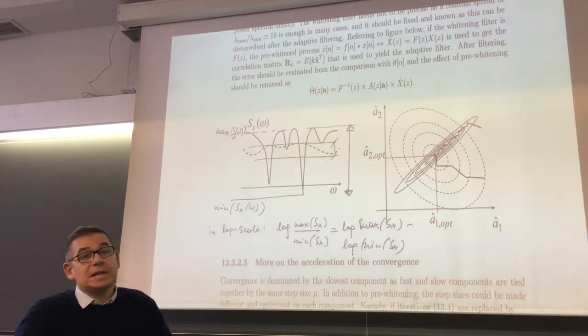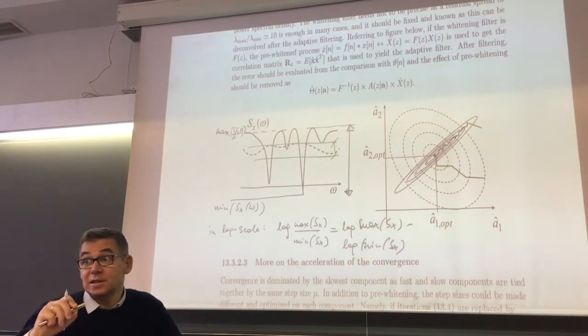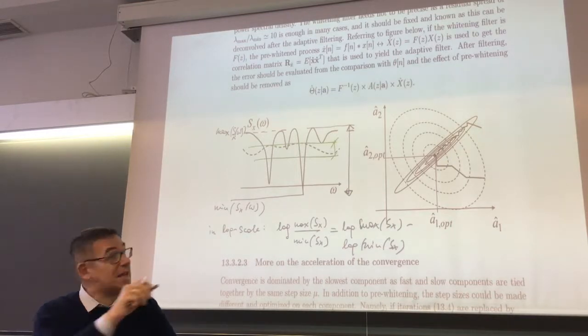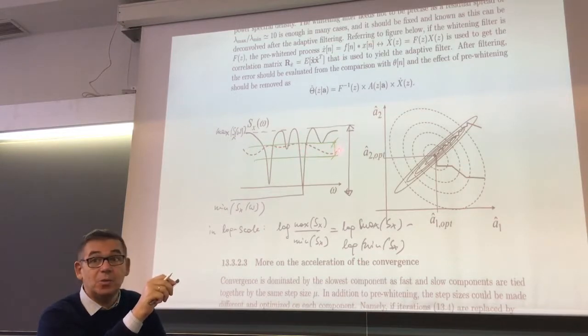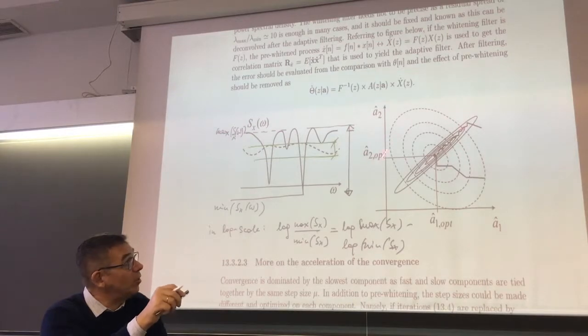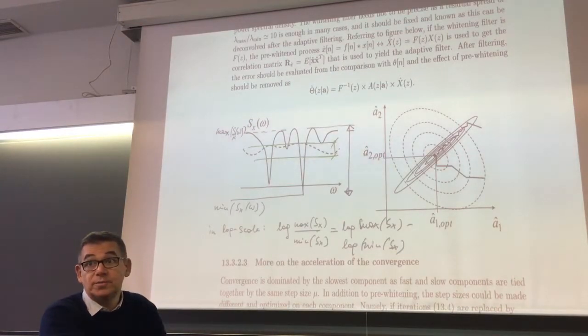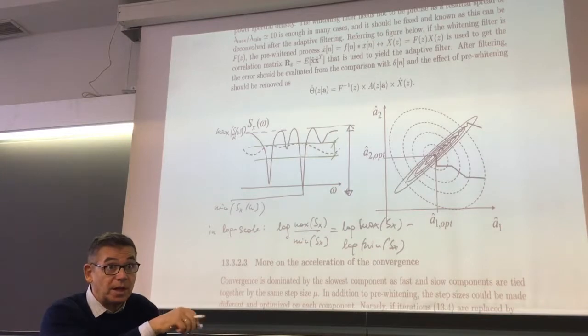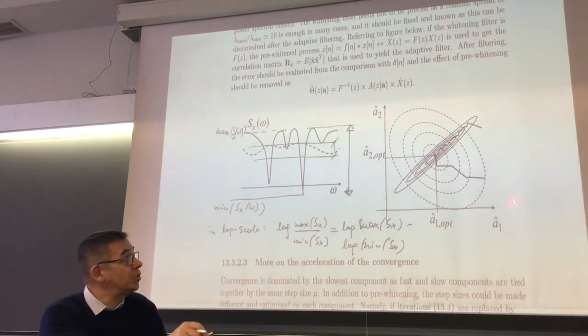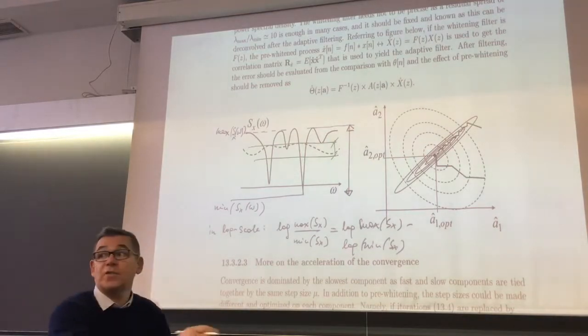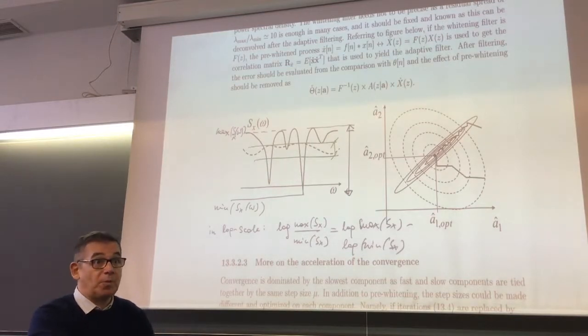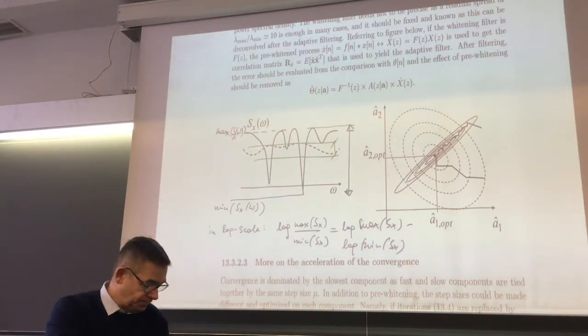Now, if the power spectral density is constant, what's happening? If the power spectral density is constant, that means that we are dealing with a white process. We have a constant here, and the quadratic form is composed of circles. The contour lines of the quadratic. And then, for the circle contouring, my convergence is straightforward. I go immediately to the bottom, okay? That's the optimal.